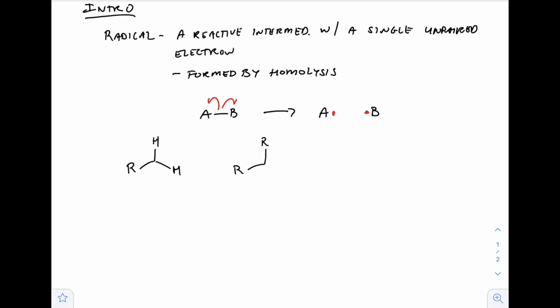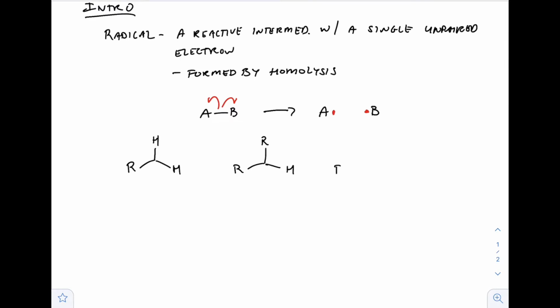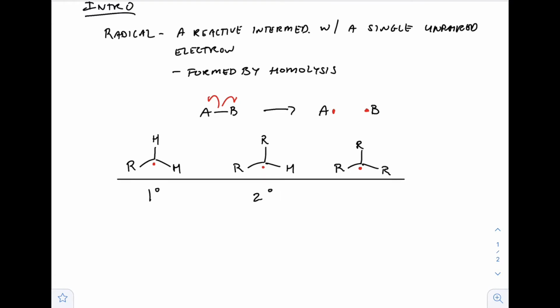Okay, and now let's go ahead and draw out some alkanes. We'll draw one with an R group, one with two R groups, and one with three R groups, right? If that red dot represents a single unpaired electron, then that would be a primary, secondary, and tertiary radical. Okay, so we are definitely familiar with the idea of primary, secondary, and tertiary, right? That's easy enough.